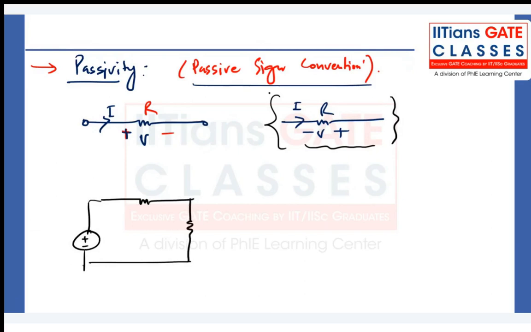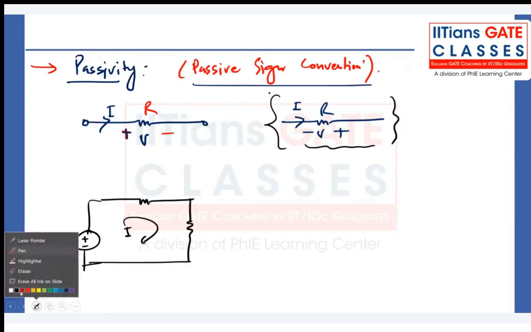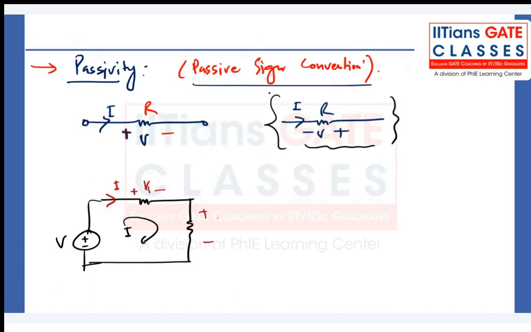So suppose this current is flowing through this element, so you have to take this polarity. The current will flow from here, so you have to take plus and minus, V1 and V2, according to the passive sign convention. And what is the meaning of passivity?